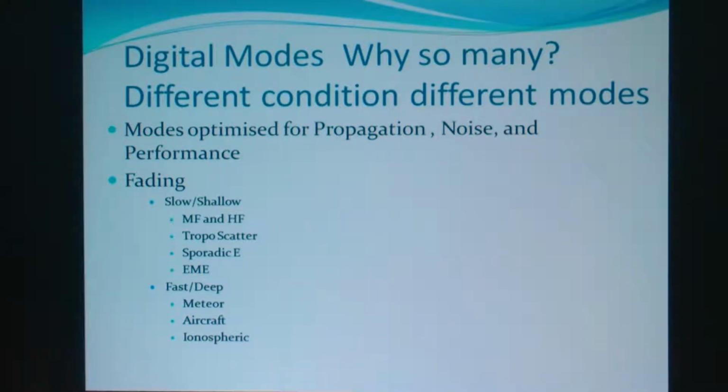For example, if you're on HF, you tend to get slow fading and shallow fading with noise. But if you're using it on VHF, for example doing meteor scatter or aircraft scatter, you get short duration bursts of data, short duration propagation. So it's no good having a data mode which is very slow and sends you information over 60 seconds and trying to use that for meteor scatter, because you won't get through. You need a faster mode that sends data faster for the faster fading modes, and slower for the slower fading modes.